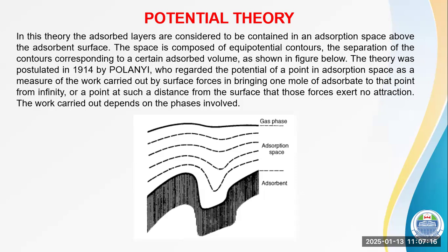What he regarded is that the potential of a point within that adsorption space is a measure of the work carried out by surface forces. This is all about forces which Pauling considered to be occurring between the adsorbent and the adsorbate. Between these two surfaces there is no close physical contact; there is an imaginary liquid phase between the adsorbent and the adsorbate.